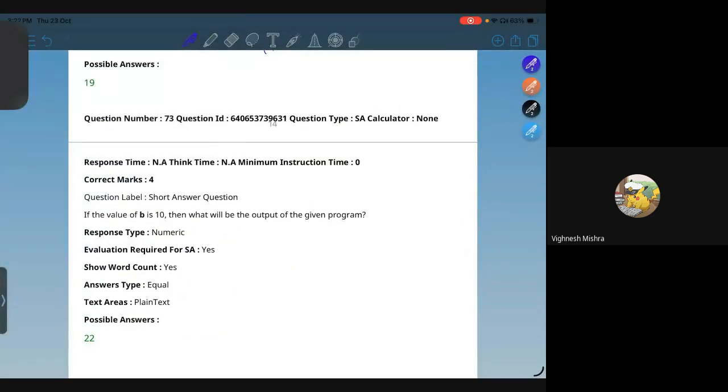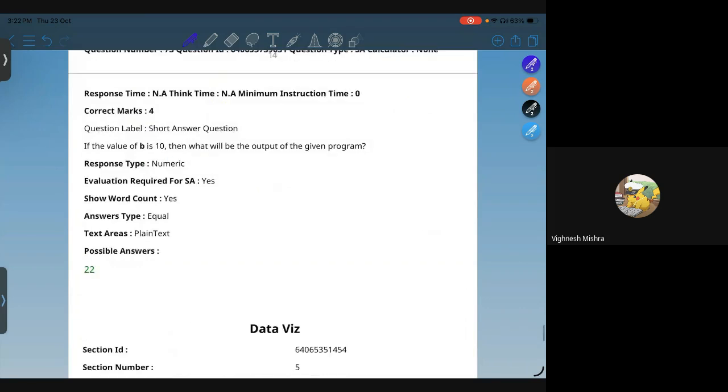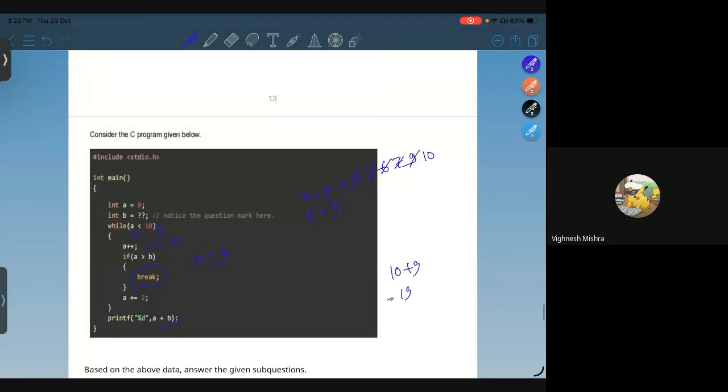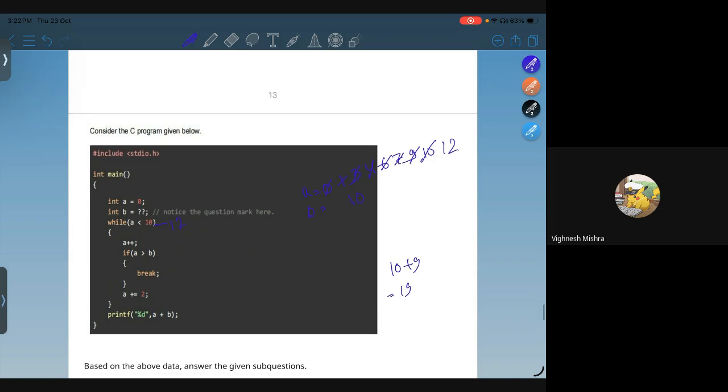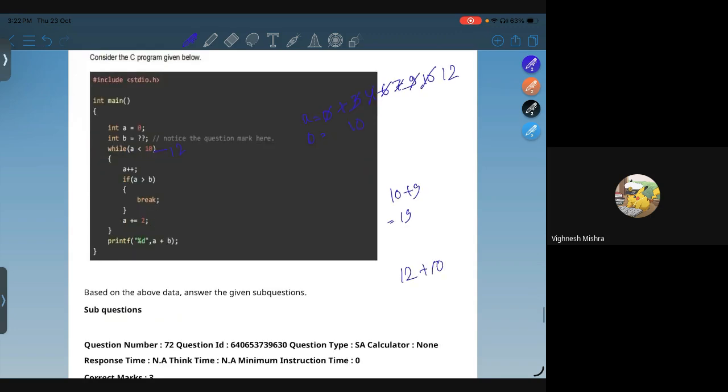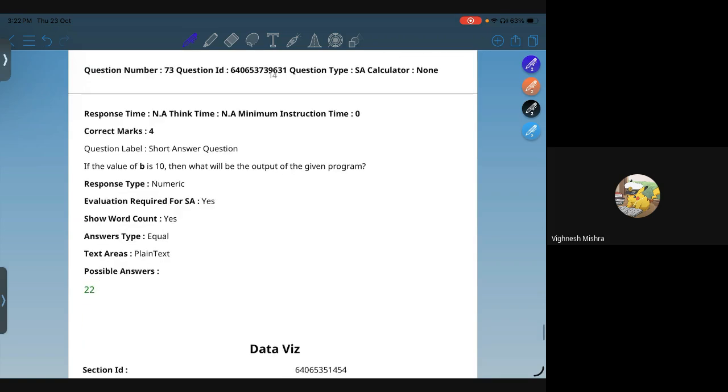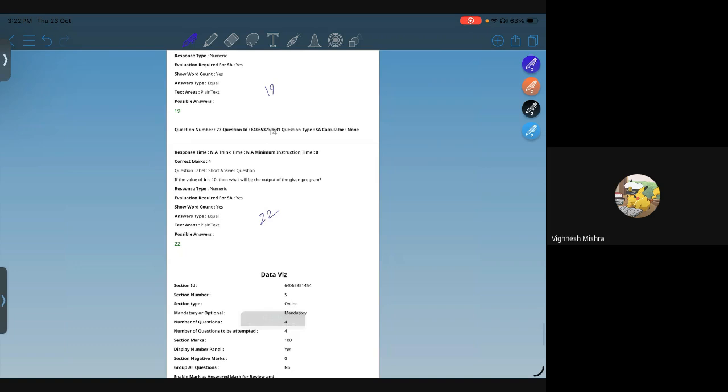Okay, so if the value of B is 10, what will be the output of our program? If B is 10 here instead of 9, we got 10 here. So 10 is not greater than 10. So this condition will execute. It will make this 12. Now 12 will go here. It will check whether it is less than 10. It's not. So the output in that case will be 12 plus 10 is 22. And we are done with this paper.